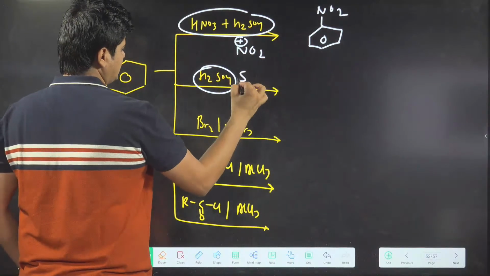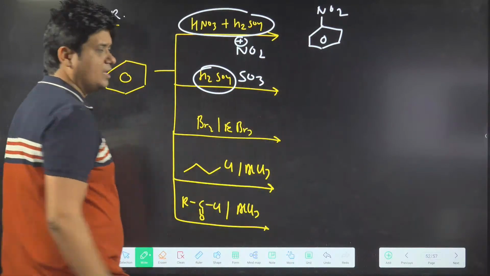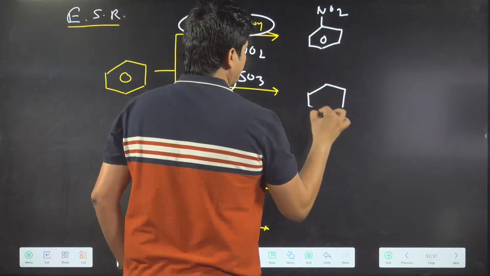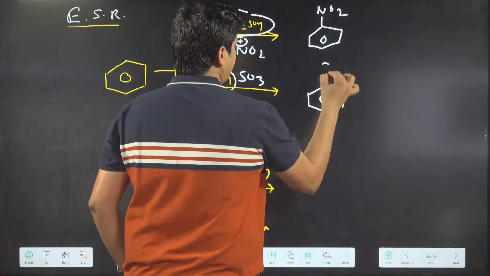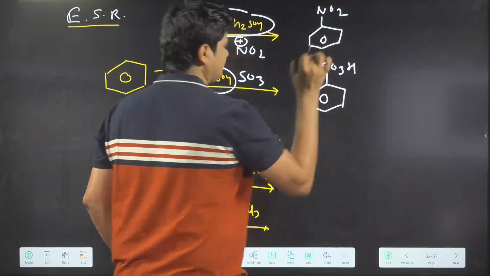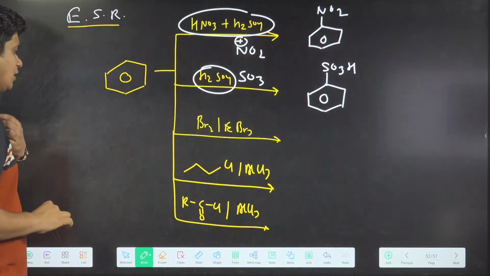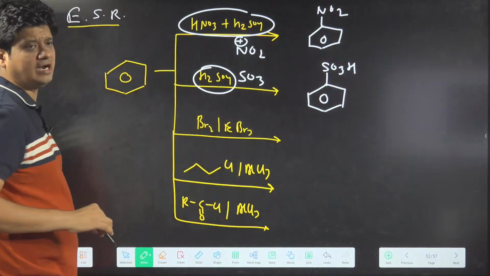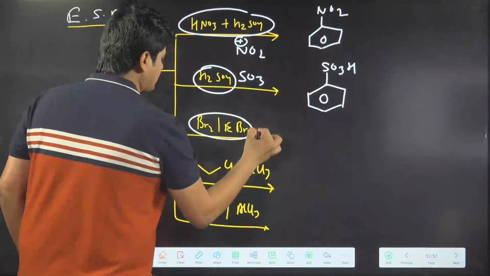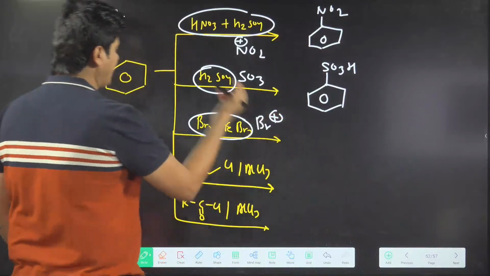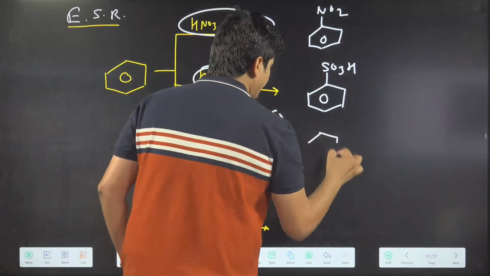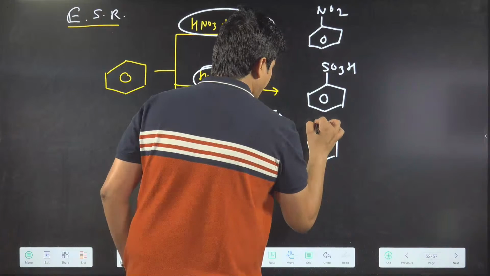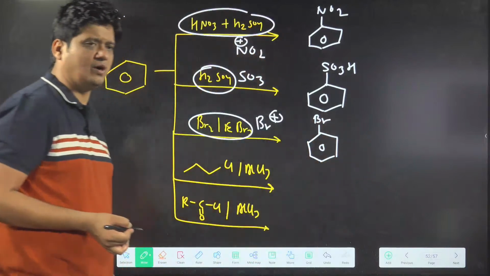H2SO4 is going to generate the electrophile SO3. This SO3 is going to bind with benzene. Then the product will be what? SO3H, benzene sulfonic acid. Br2 FeBr3 is going to generate the electrophile Br plus. So Br plus is going to bind with benzene. What product is formed? Bromobenzene is formed.